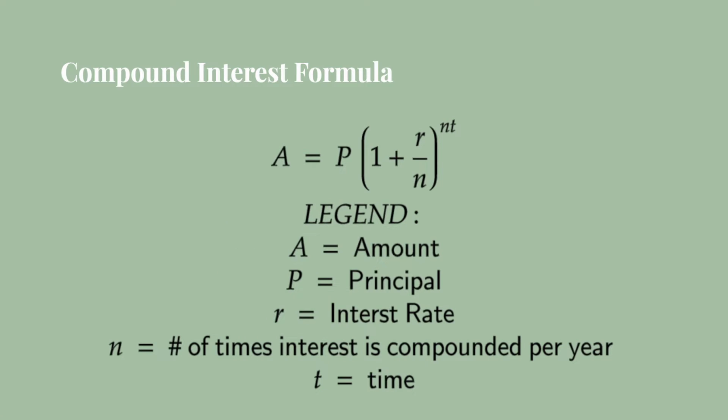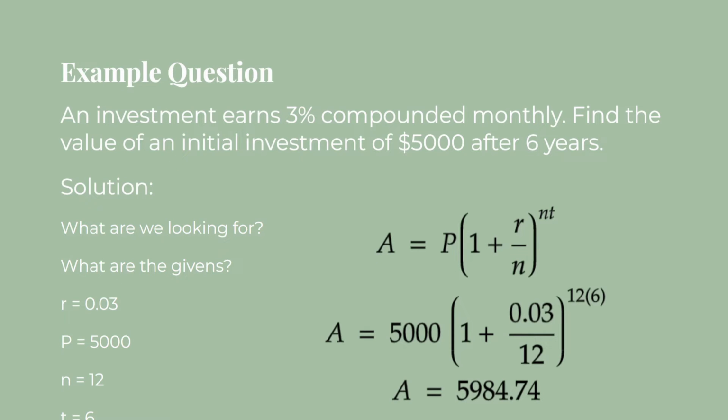I wanted to explain the math behind the formula. The compound interest formula is as follows. The total amount equals principal, which is the amount we're investing, multiplied by the interest rate divided by the number of times the interest is paid per year, raised to the number of times compounded times time. And we're going to give an example.